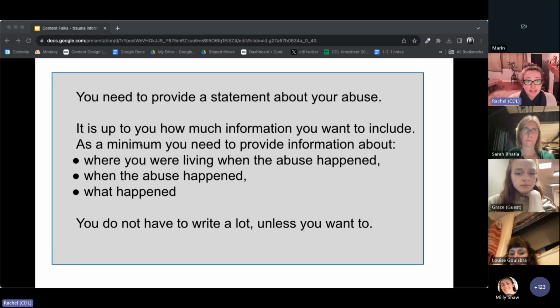So we created guidance that said they could write as much or as little as they wanted, as long as they covered the minimum criteria. And the guidance now reads, it's up to you how much information you want to include. And it says, you don't have to write a lot unless you want to. And they like that a lot more.